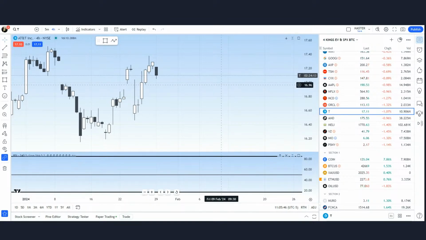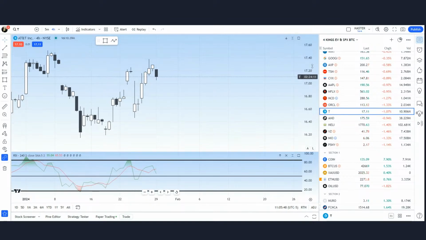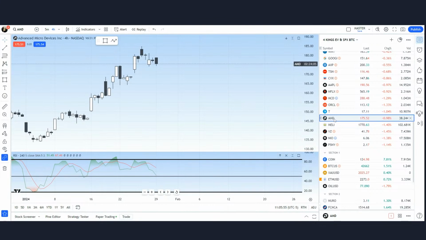I got AT&T. Nothing to see here. Not in the move, not in the space, not in the zone. What do I have now? AMD. What's happening with AMD? Nothing to see here. Probably about to close this gap. I think AMD is doing earnings this week also, so just watch out for that.